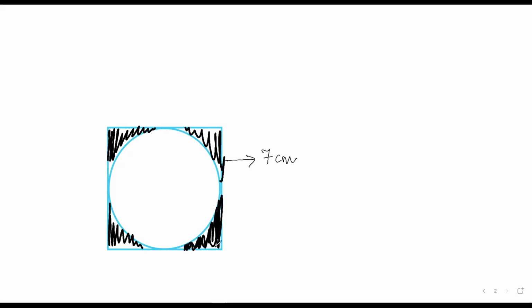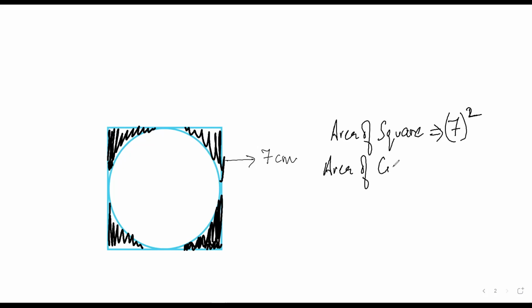Mr. Sarthak, how will you do the question? So we'll find the area of the whole square. It will be 49 centimeters square. And then we find the area of the circle. How will we find the area of the circle? Pi r square. What will be the r? So 7 centimeters.